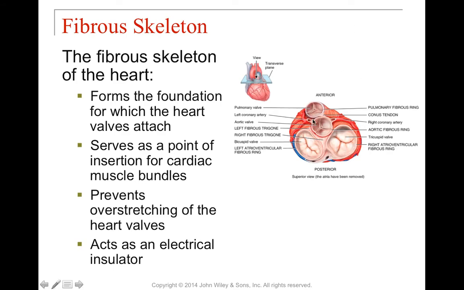This here is the pulmonary valve, so this is going to head out into pulmonary circulation. This is the aortic valve. This is going to head out through the aortic arch. These two are going to open at the same time. This one here is the bicuspid valve, and this one is the tricuspid valve. These guys are actually inside the heart.